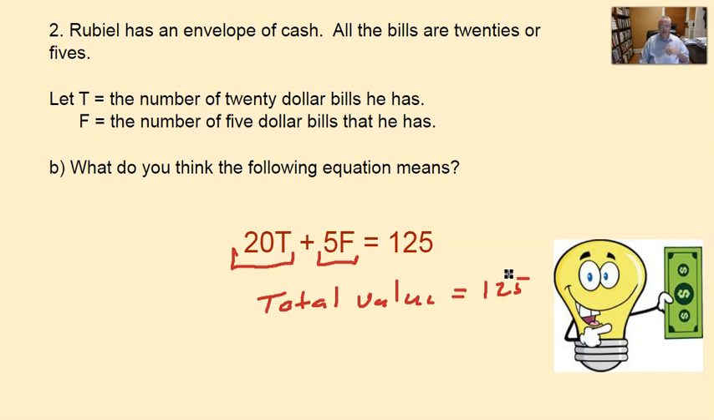So later on in this course, we'll take these two facts. The fact that he has, how many did we say? We said 13 bills. Had to go back and look. And the fact that they're worth $125, we can actually do some math and figure out how many 20s and 5s he had. Right now, we're just about thinking about what the equations mean.